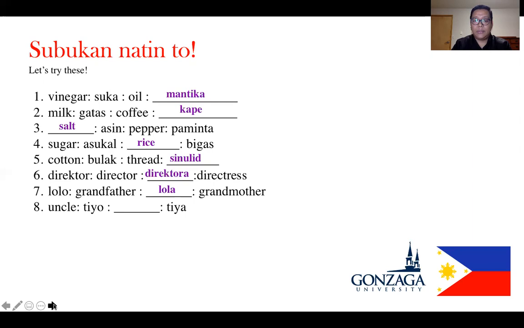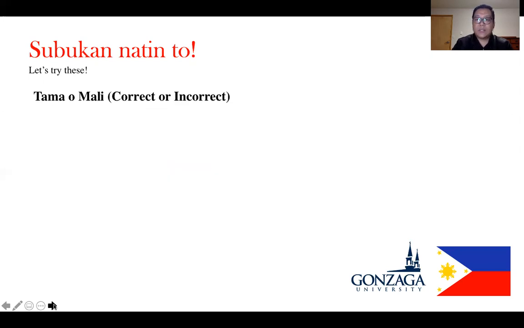Uncle is to tío, as blank is to tía. What's the English for tía? It's aunt. Okay. Now let's go now to identifying mistakes in a sentence.